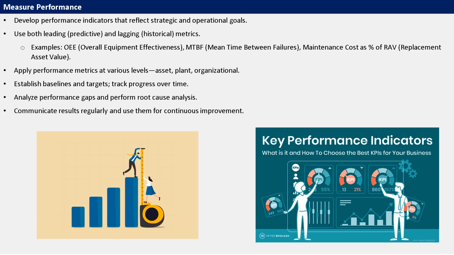Apply performance measurement consistently across multiple organizational levels, such as individual assets, entire plants, and the organization as a whole. Establish clear performance baselines and set measurable targets to facilitate the tracking of progress over time. Analyze any performance gaps identified and perform root cause analysis to understand underlying issues and implement corrective actions. Communicate performance results regularly to all stakeholders and actively use these insights to drive continuous improvement initiatives.